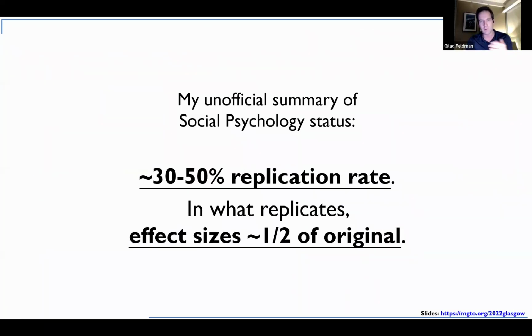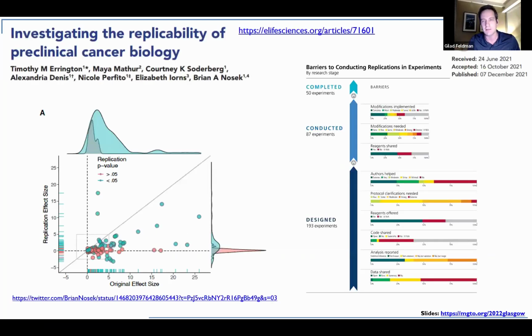My unofficial summary when I try to look at replication rates, and I've been following this for quite some time, is that in social psychology, generally, the replication rate is between 30 to 50%. And these are replications of our findings in what we consider to be our most reputable top journals. And in the things that replicate, the effect size is about half of that.